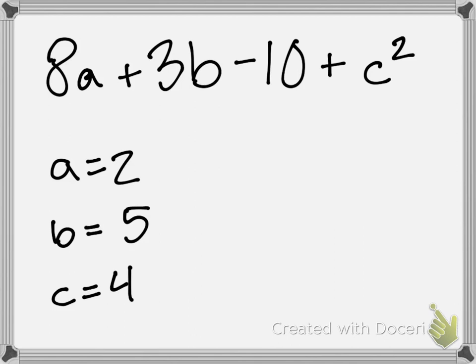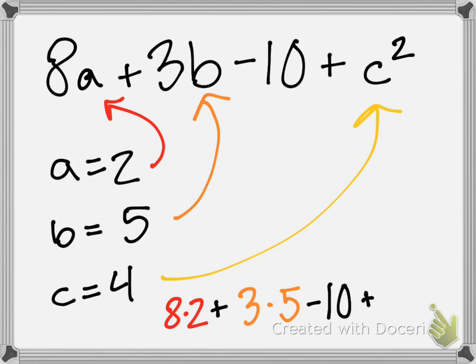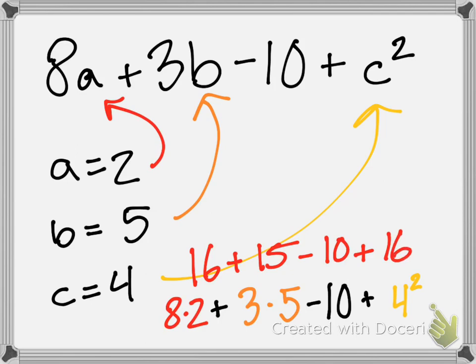Let's look at this next one. This one looks a lot more complicated, but it's actually just as simple. We just have to plug in each in the correct place. So, for our first one, we get 8 times 2. For the second one, we get 3 times 5. Here, there's no variable, so we keep it as a minus 10. And then lastly, we get 4 squared. If we break it down, it becomes 16 plus 15 minus 10 plus 16. 16 plus 15 is 31, minus 10 is 21, plus 16 is 37.